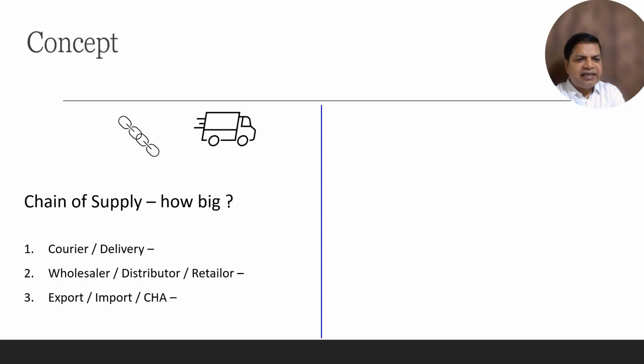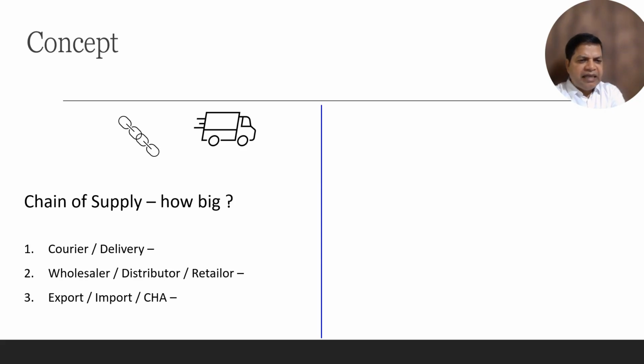Now let's understand export import or CHA. CHA is basically a clearinghouse agent who consistently works with customs to clear the goods, either for import or for export. So these are all industries, the nature of this industry or supply chain itself.